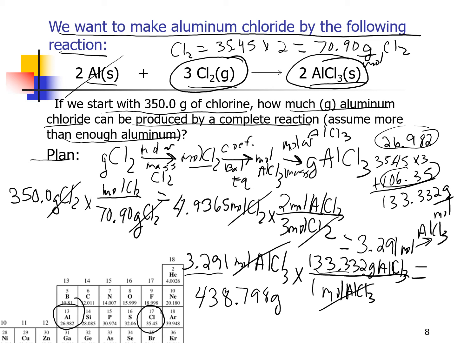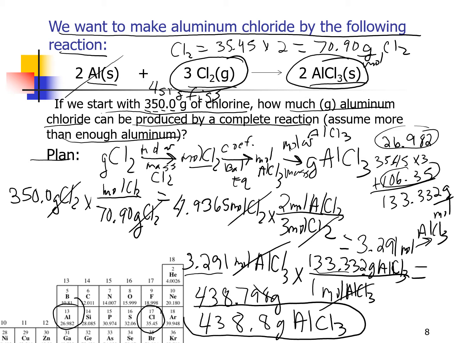Now we want to reduce to the correct amount of sig figs. In our problem, we have 350.0 grams of chlorine, so that is 4 sig figs. The final answer should have 4 sig figs. So we're going to drop some digits and round up. So our final answer is 438.8 grams of aluminum chloride.